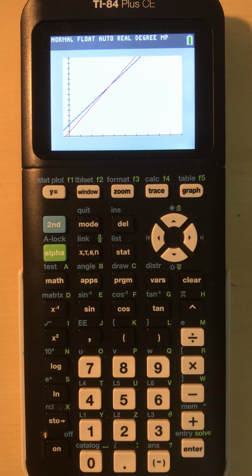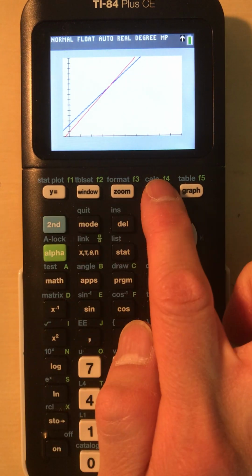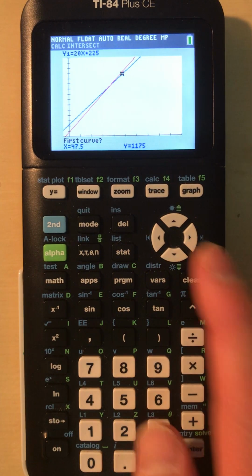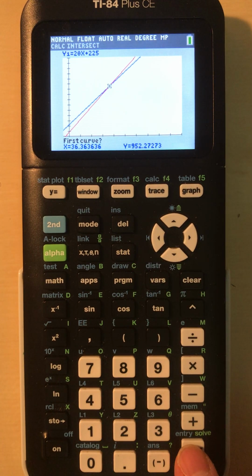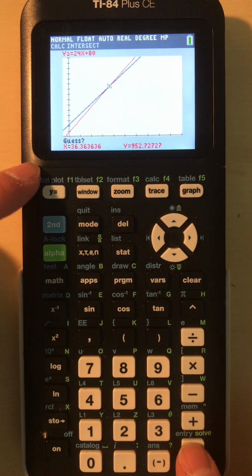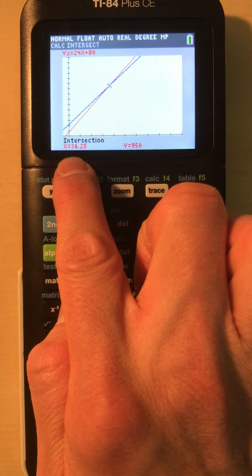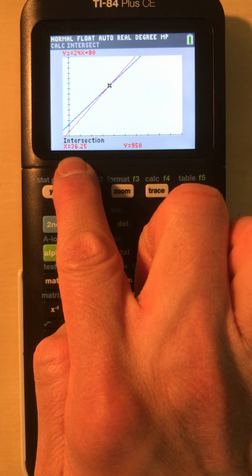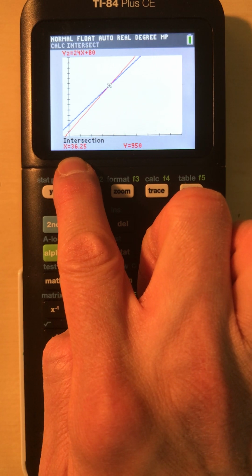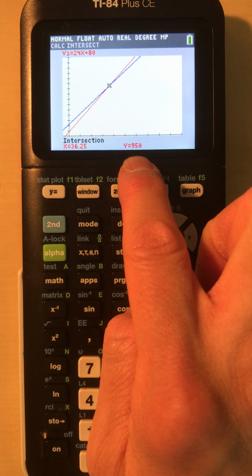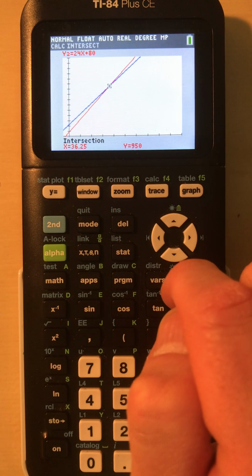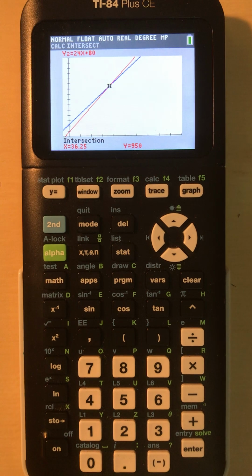That's where the costs are the same, right? So how many books would that be? Let's go to second, trace, intersect. Okay, put that cursor right on top of both, hit enter, 1, 2, and then 3 times the guess. 36.25. So we have to round that up to 37. Okay, so we want to print at least 37 books, and it's going to cost $950 in both cases for both companies.